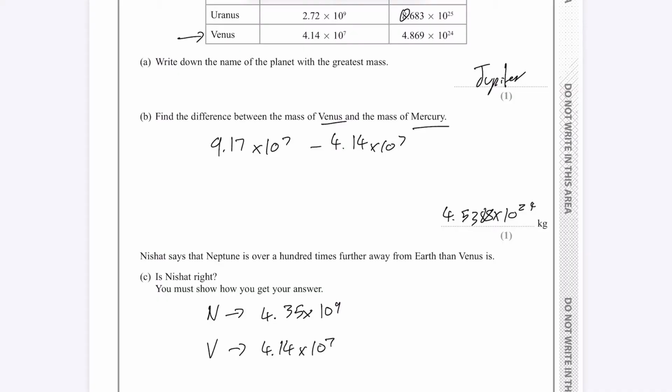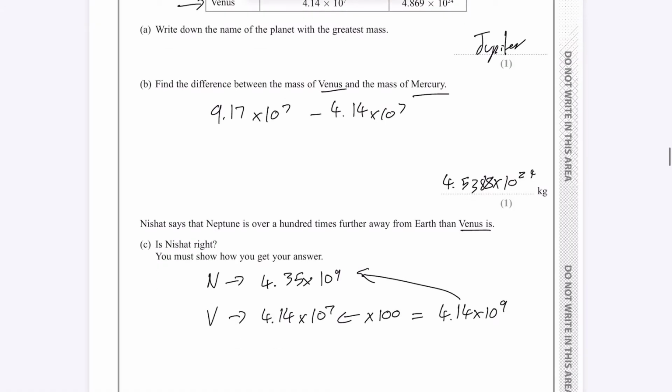So it's saying that Neptune is over 100 times further than Venus. Well, is it 100 times further? We know that's what Venus is. If I times that by 100, that becomes 4.14 times 10 to the power of 9, and that is less than that. So her statement is true. Yes, she is right, and you can see the working out's done there. So we've compared, and you can just write a statement: 4.35 times 10 to the power of 9 for Neptune is greater than Venus, which is 4.14 times 10 to the power of 9 when it's multiplied by 100.